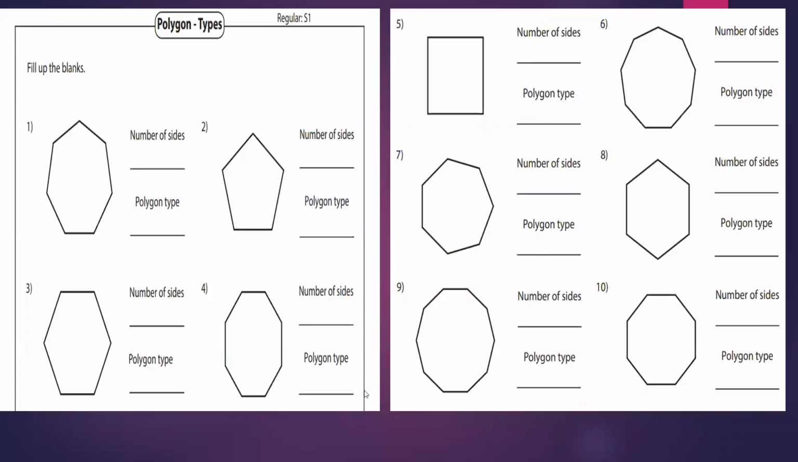All right, so for this one, I want you to complete this graded exercise. The idea is to fill in the blanks. For each one, I want you to tell me the number of sides that it has and the polygon type. So you're going to count the number of sides, that's the first thing. And then you're going to state the type of polygon that it is in each case.